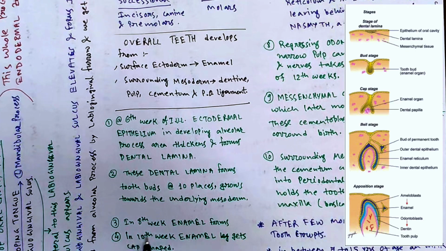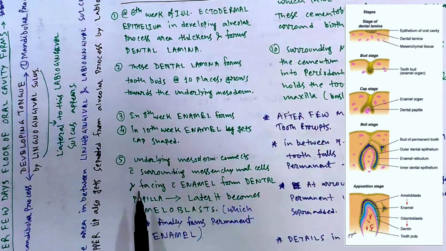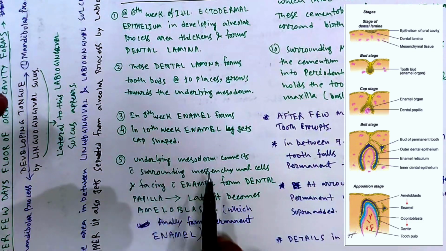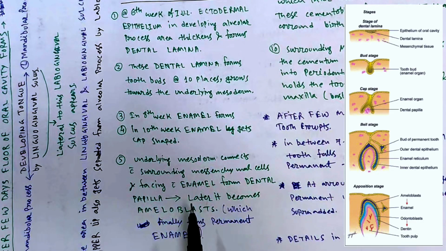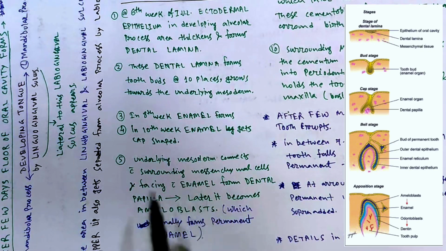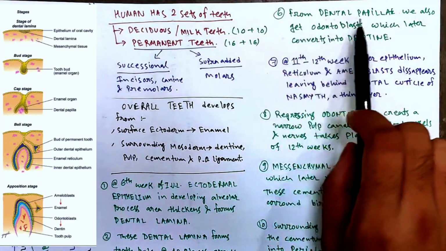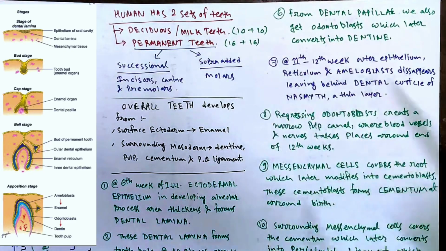In the 8th week, enamel forms, and in the 10th week, the enamel gets cap shaped. Now the 5th step is that our underlying mesoderm connects with the surrounding mesenchymal cells and faces towards the enamel. This cap shaped enamel and the underlying mesoderm connect together and form the dental papilla. Within a few weeks this converts into ameloblasts, and these ameloblasts ultimately form the permanent enamel. Now the 6th step is that from the dental papilla we also get odontoblast cells, which later convert into dentine.